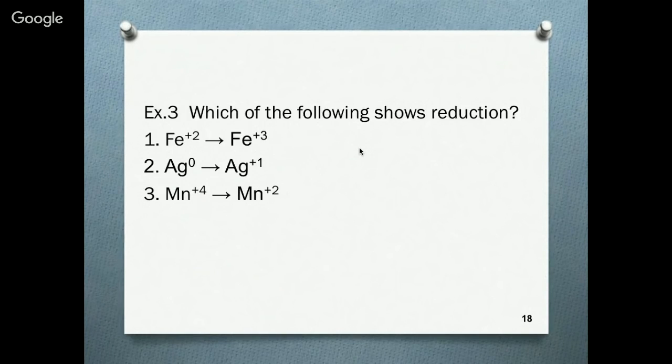Okay, next I just want to look at one more example. Which one is showing you reduction? We said that reduction is when you gain electrons, which means your oxidation number is going to go down. So if you look at each of these, the one showing reduction would be choice 3, which goes from +4 to +2.